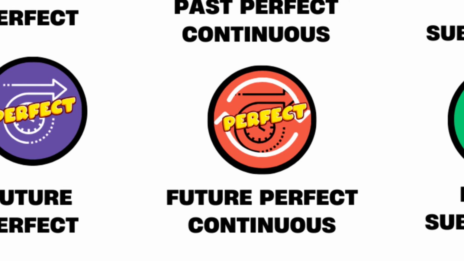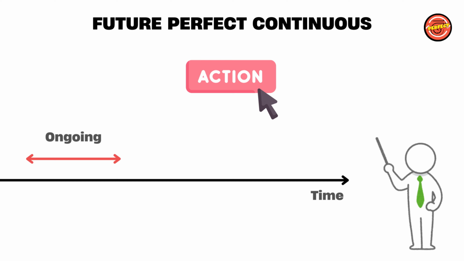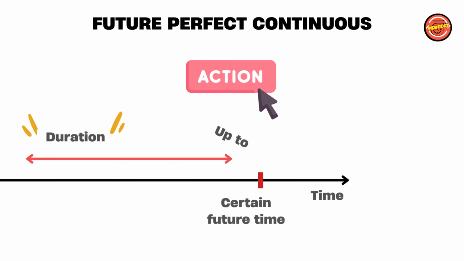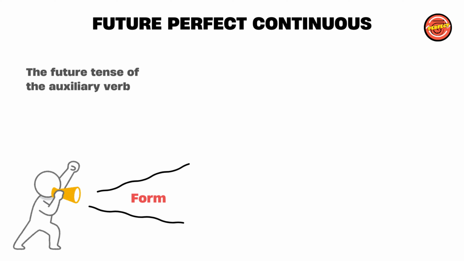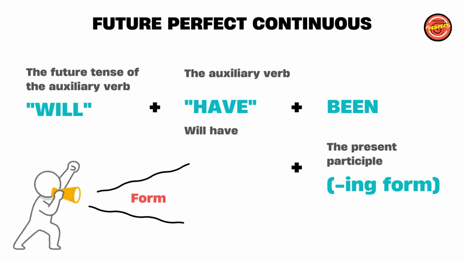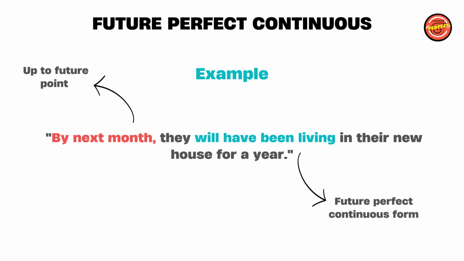Future perfect continuous indicates actions that will be ongoing for a period of time before a certain future time. It emphasizes the duration of the action up to that future point. It is formed using will have been plus the present participle, -ing form, of the main verb. Example: by next month, they will have been living in their new house for a year.